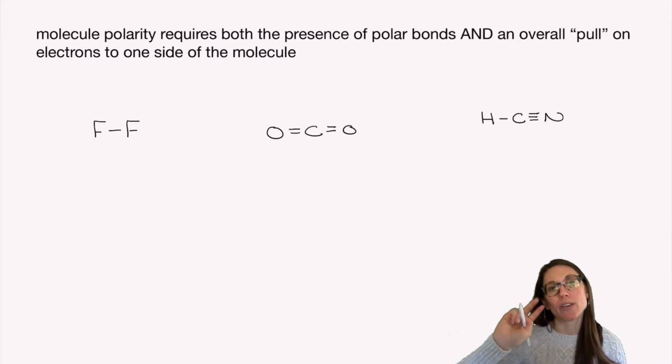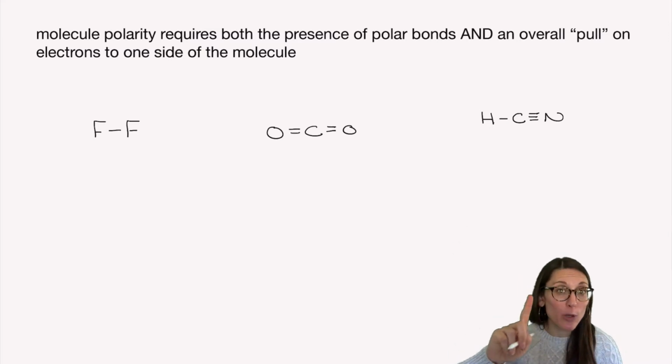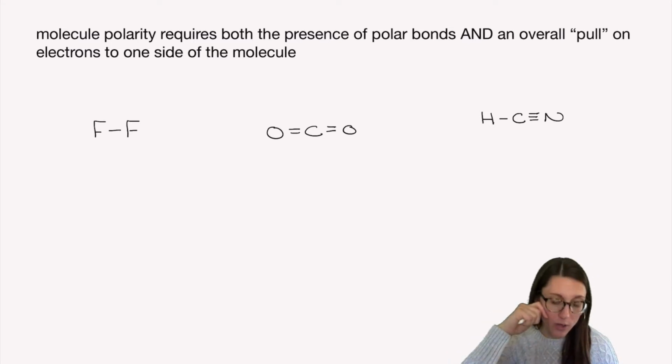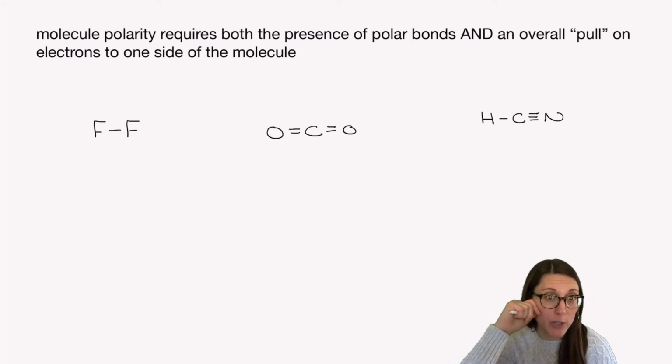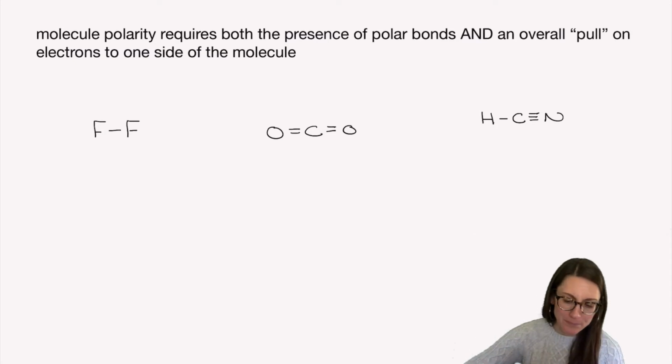Molecule polarity requires two things. You have to have polar bonds, so that the electrons are being unevenly distributed in a bond situation, and you have to have an overall pull of electrons to one side of the molecule. Let me show you what I mean.